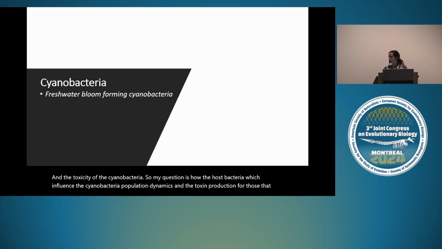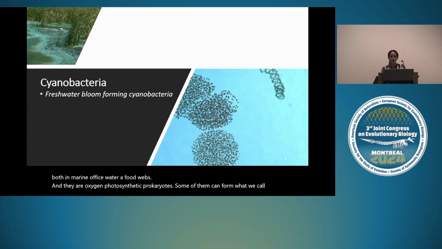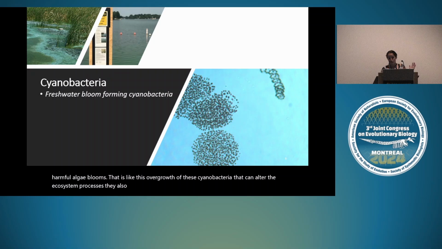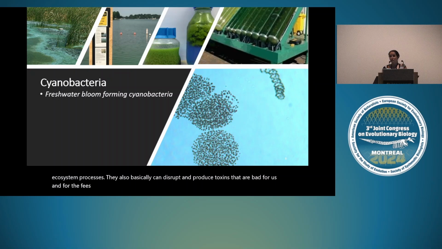For those that are not familiar with cyanobacteria, and specifically bloom-forming cyanobacteria, they're a really large, diverse phylum, globally distributed, really important for biogeochemical cycles, and present in both marine and freshwater food webs. They are oxygenic photosynthetic prokaryotes. Some of them can form what we call harmful algal blooms, an overgrowth of these cyanobacteria that can alter ecosystem processes. They can also produce toxins that are bad for us and for fish. They are also used in biotechnology. If you have eaten spirulina, it's actually a bloom-forming cyanobacterium, and they can produce toxins too, which I still feel weird about eating.